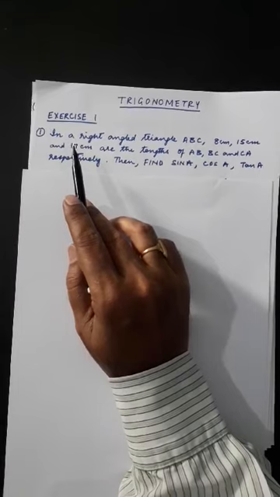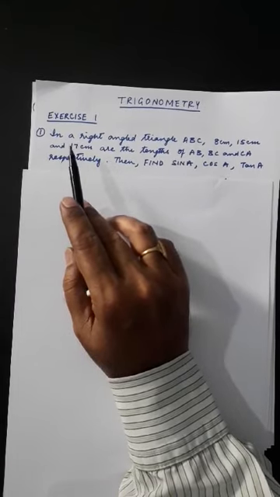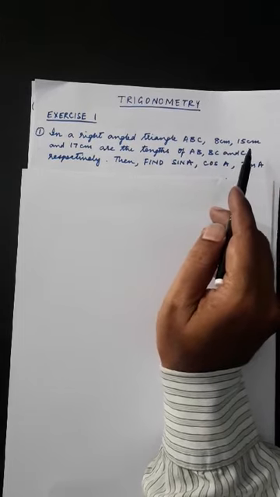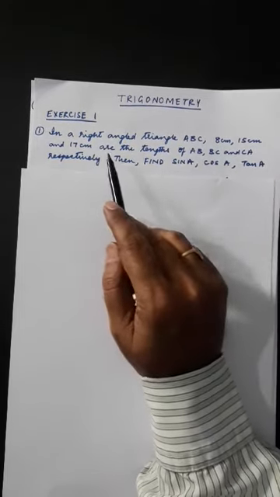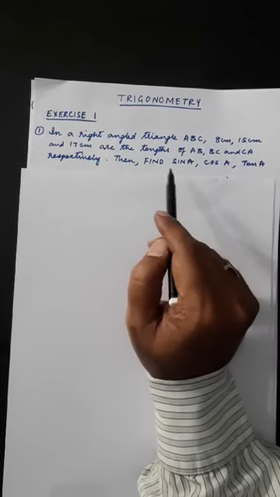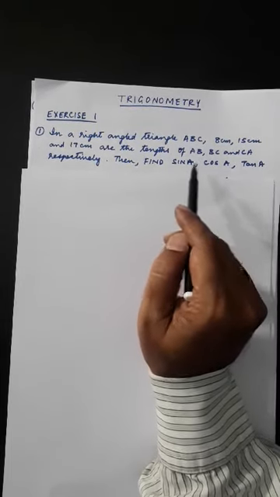Today let us do some problems in trigonometry. So exercise 1, problem 1. In a right angle triangle ABC, 8 centimeters, 15 centimeters and 17 centimeters are the lengths of AB, BC and CA respectively. Then find sin A, cos A, tan A.